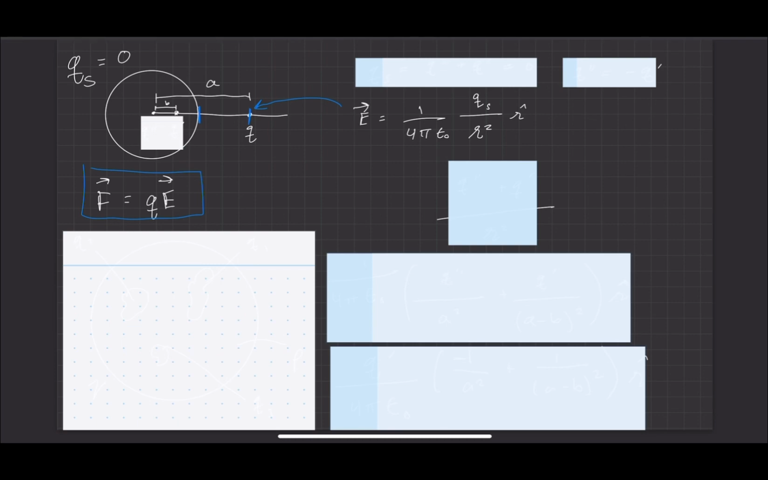Let's just solve for E. So Q on the surface of the sphere is 0. Okay, so that means our E field is equal to 0. So that means our force is equal to 0, right?